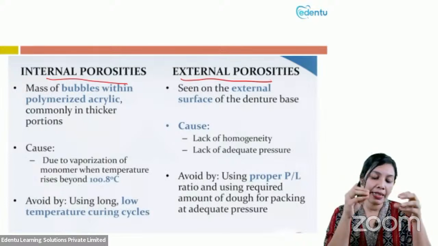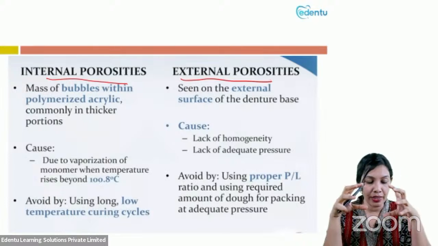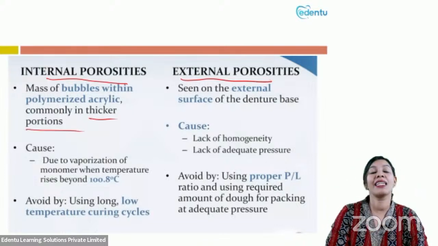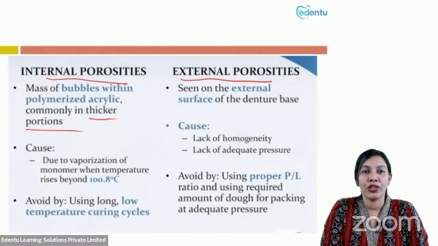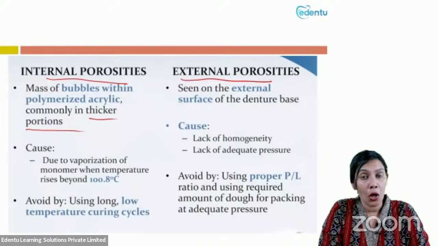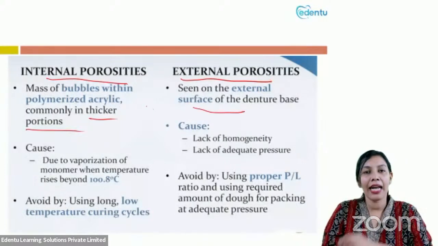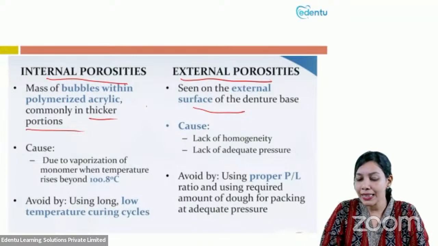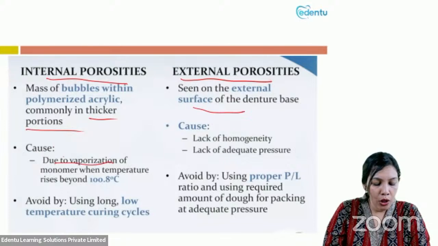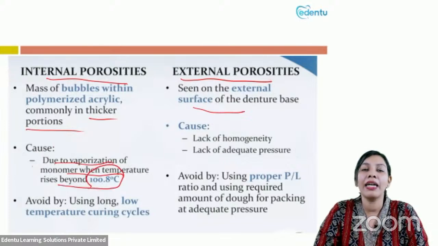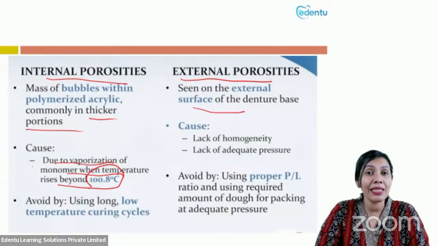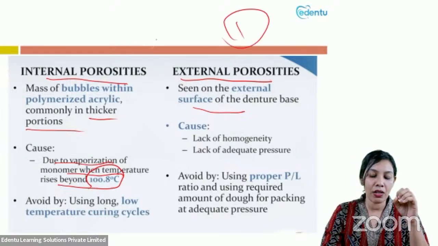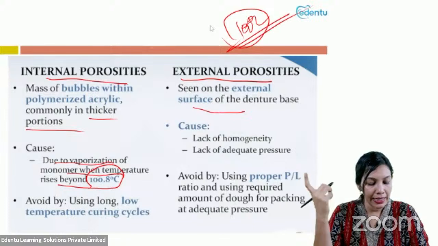Internal porosity means bubbles that are seen within the acrylic portion, and they are mainly seen in the thicker portion, especially in the palatal area of the denture base. In the thicker portion, these internal porosities are most commonly seen, and external porosities are seen on the external surface of the denture base. So what is the reason for internal porosity? The main reason is vaporization of monomer when temperature reaches above 100 degrees Celsius. Just think, porosity inside is mainly because of the temperature above 100.8 degrees Celsius.